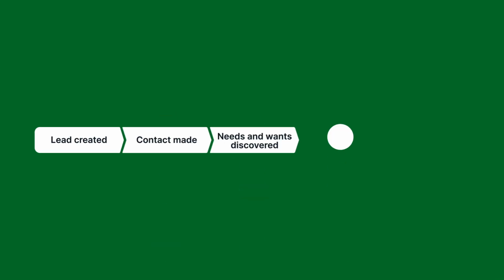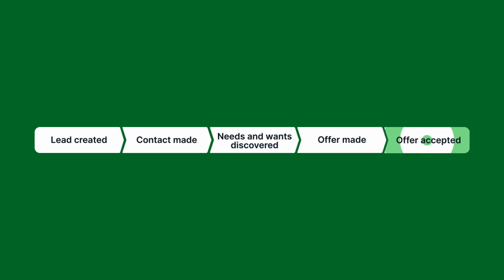Lead idea created, contact with potential customer made, needs or wants discovered, offer made, and offer accepted. Use past tense to define your sales pipeline, as that carves out a more clear-cut definition of key steps. Aim for a process where prospects can only move ahead in a pipeline once a key task has been completed.